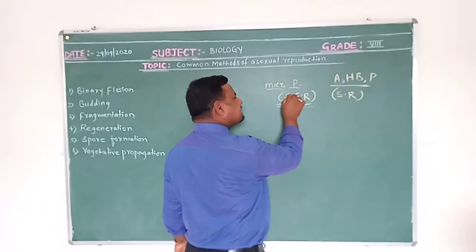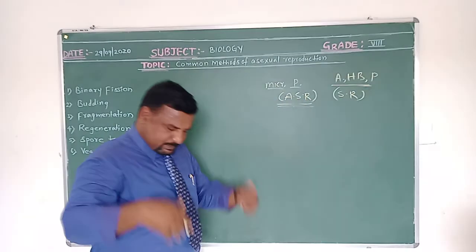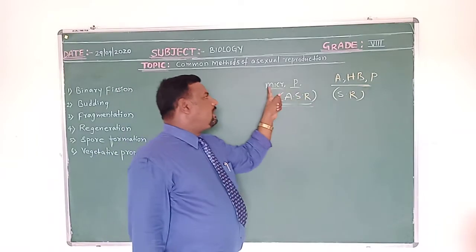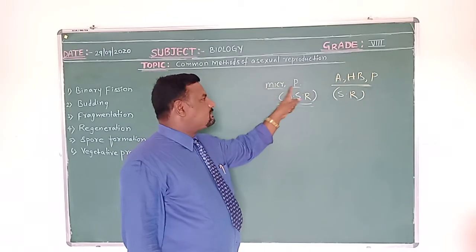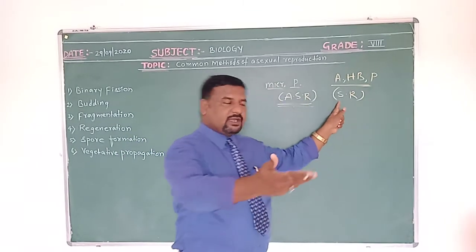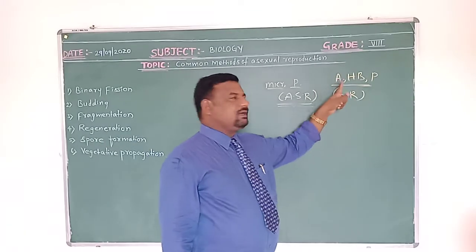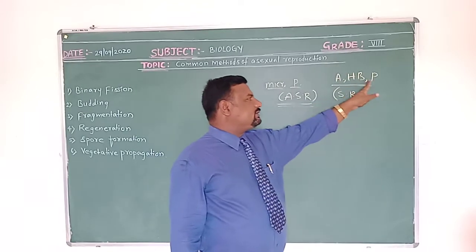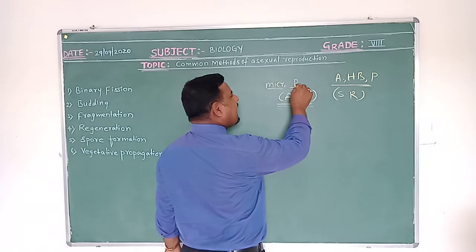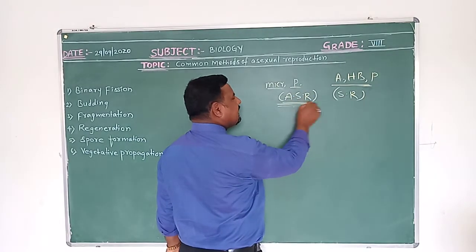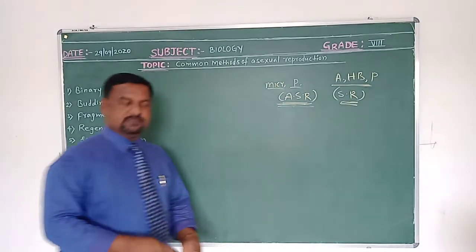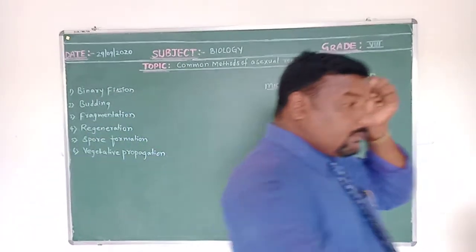Who performs asexual reproduction? Who gives birth to their new young one, new offspring by asexual reproduction method? Organisms like microorganisms and plants. Which organism gives birth to their new young one by sexual reproduction method? Organisms like animals, human beings and plants. So by this we come to know that plants have the ability to reproduce by asexual reproduction method as well as sexual reproduction method. Clear?